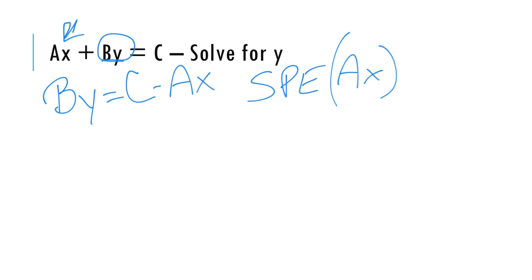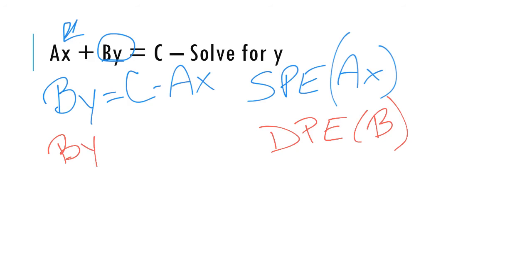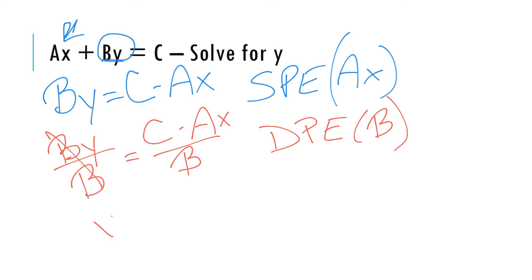Well, now I'm trying to, once again, solve for y. The b's over here at the y bugging it. So we're going to just divide both sides by b. So I get by divided by b equals c minus ax divided by b. I cancel those out, and I find out what y equals. Y equals c minus ax divided by b. Now you've seen 4 different ways that you can solve this same equation.